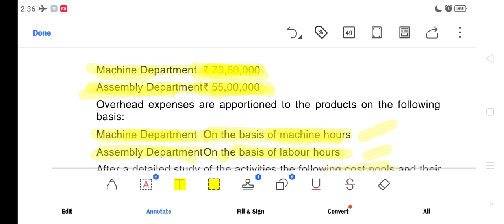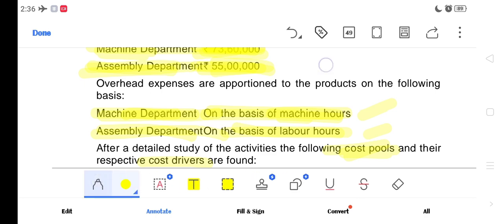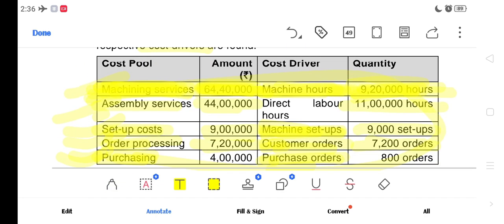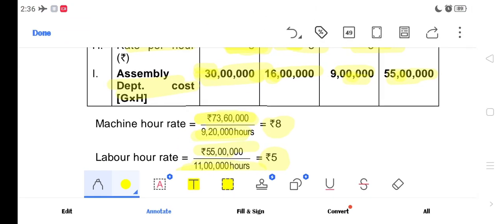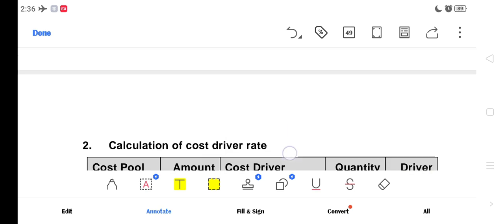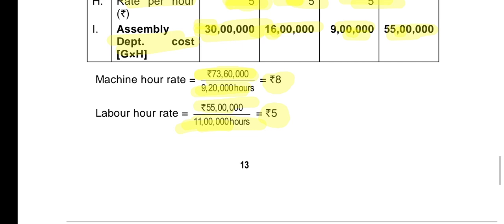The 73 lakh, 60,000 and 55 lakh does not come under the cost. While calculating the overhead cost, you should not consider this. You have to take only this amount. Why this amount? Because these are the cost pools. So you separately have to find out the rate for this. That is separate and this is separate. So that's not required. This 8 rupees and 5 rupees are not needed for the cost. You'll get the total cost, like direct cost you add and you add the overhead cost. Then this 8 rupees and 5 rupees is not required.